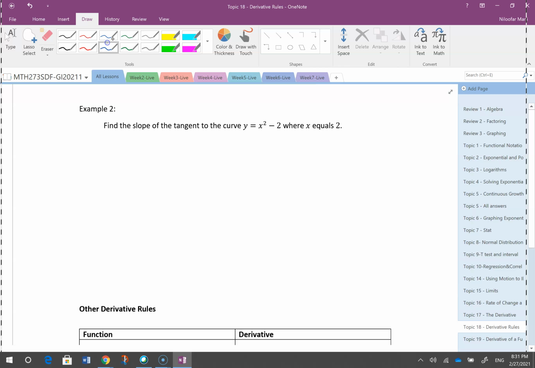Okay, how about this example? Find the slope of the tangent line to this curve where x is equal to 2. Do you remember the slope of a tangent line? That's the derivative. So far we used to do it by the limit, by the delta method, by first principle. But right now I know that's the derivative. I can find the derivative. So I can type here.